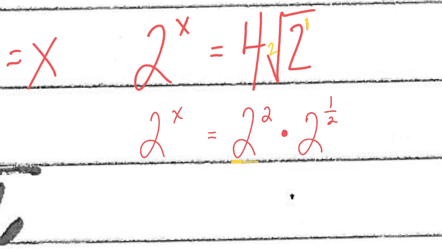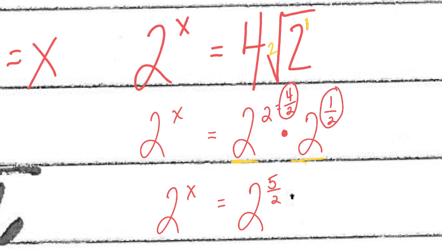When I multiply, I add. When I multiply, I add. So this is saying 2 to the x power is equal to 2 to the 2 plus 1/2. Well, when I have the common denominator, I could write it like that if you want me to. I have 5/2, because 4/2 plus 1/2 is 5/2. And I could go ahead and show my answer, because now that we have the same base, the exponents are equivalent, and x looks like it's equal to 5/2.